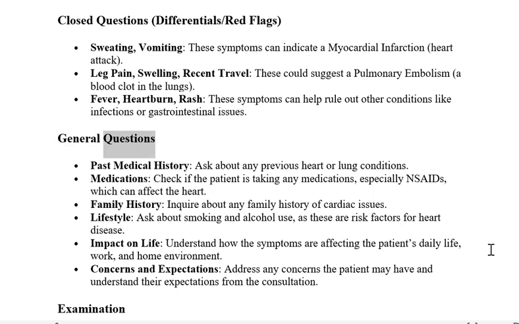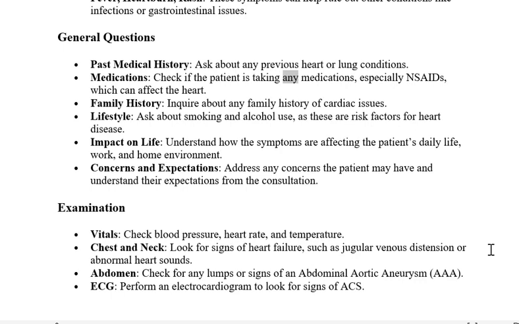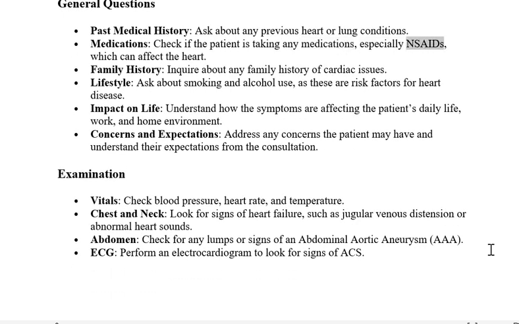General questions. Past medical history. Ask about any previous heart or lung conditions. Medications. Check if the patient is taking any medications, especially NSAIDs, which can affect the heart. Family history. Inquire about any family history of cardiac issues.